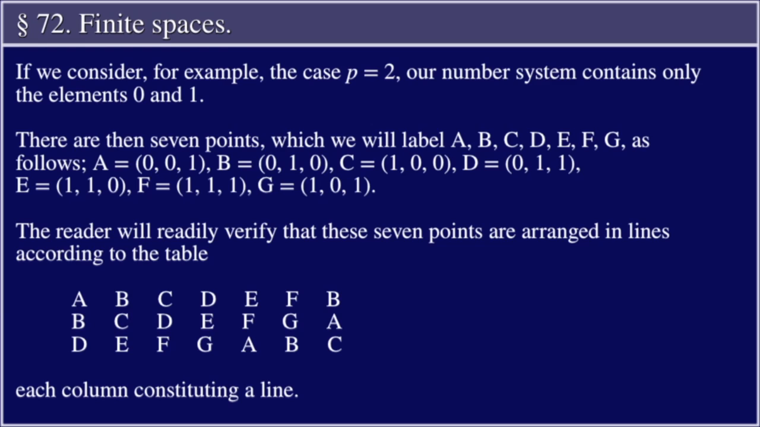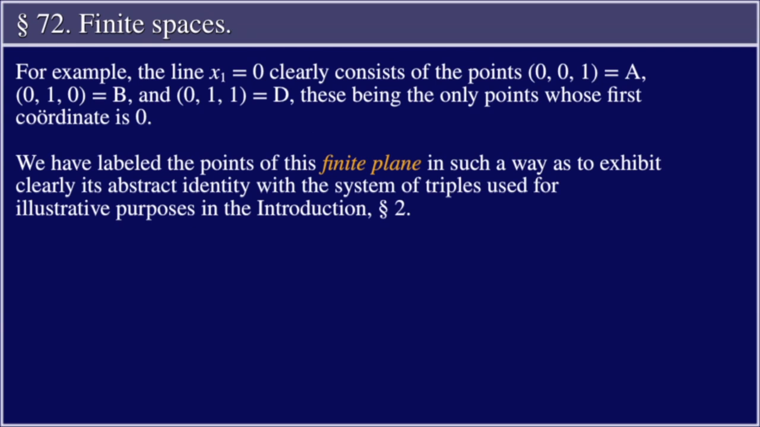A, B, D; B, C, E; C, D, F; D, E, G; E, F, A; F, G, B; G, A, C, each column constituting a line. For example, the line x1 equal to 0 clearly consists of the points 0, 0, 1 equal to A, 0, 1, 0 equal to B, and 0, 1, 1 equal to D, these being the only points whose first coordinate is 0.